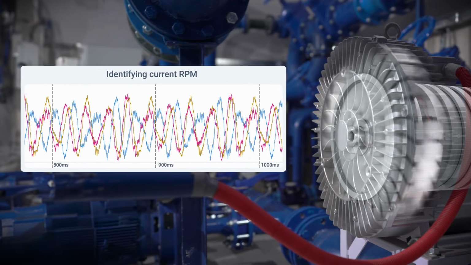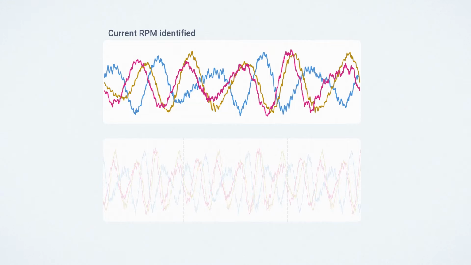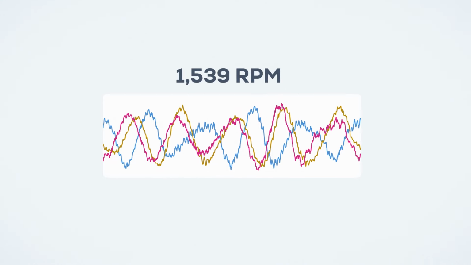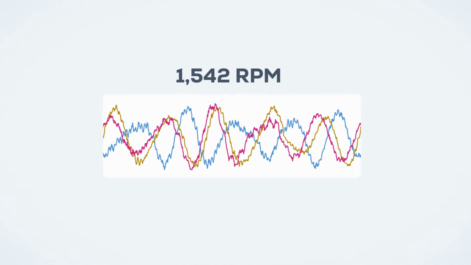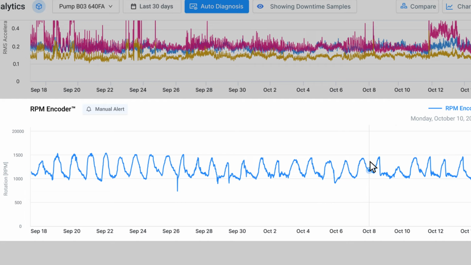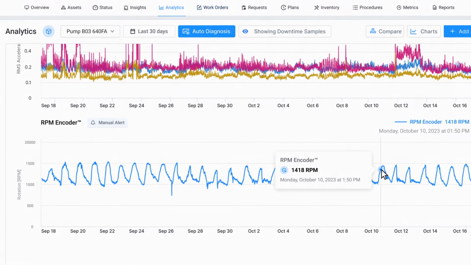The RPM encoder algorithm allows you to understand the actual rotation of machines in real time, based only on vibration data, without needing to manually enter this information or being at the mercy of operational setting changes. This made our analysis models way more reliable and accurate.